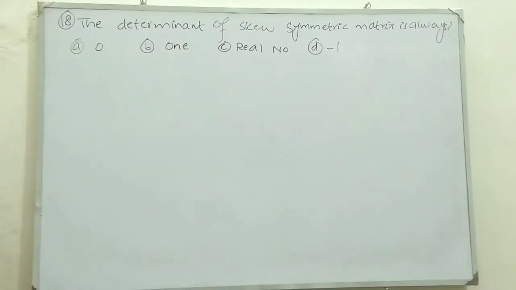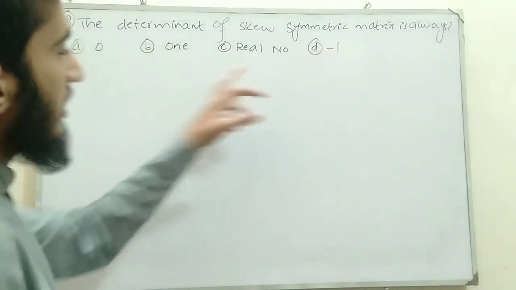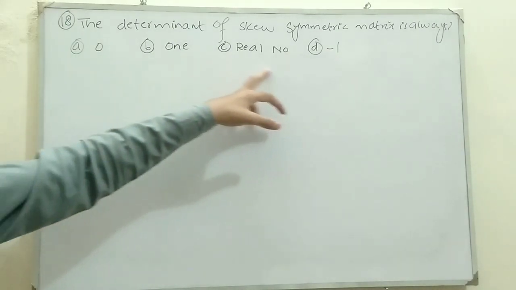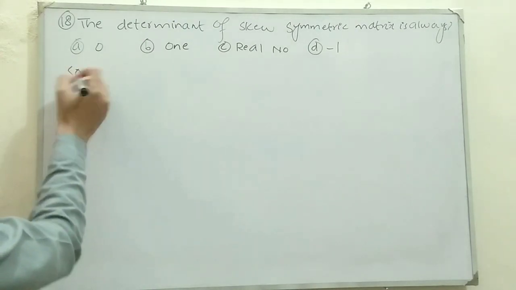Now move toward MCQ number 18. It tells that the determinant of a skew symmetric matrix will always be: option A, 0; option B, 1; option C, real number; and the last option, minus 1. So move towards a solution of this MCQ number 18.